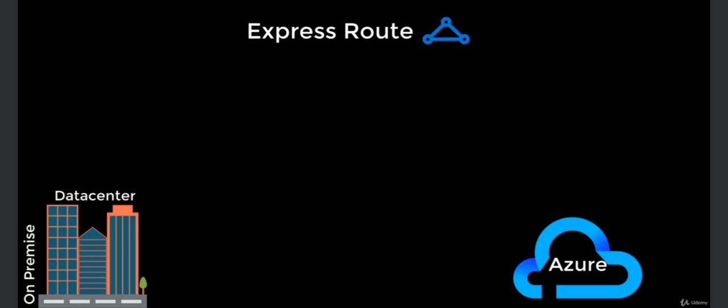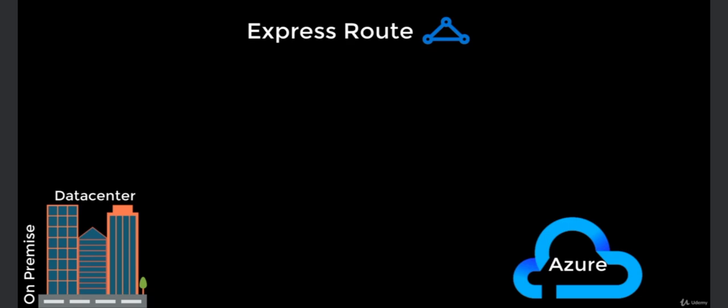ExpressRoute connections do not go over the public internet, and they offer more reliability, faster speeds, and lower latencies. In certain connections, using ExpressRoute connections to transfer data between on-premise systems and Azure can give you significant cost benefits. With ExpressRoute, establish connections to Azure at an ExpressRoute location, such as your Exchange provider facility, or directly connect to Azure from your existing WAN network.